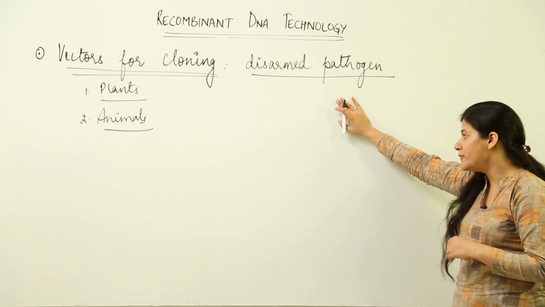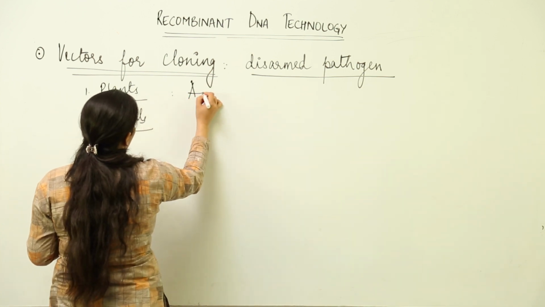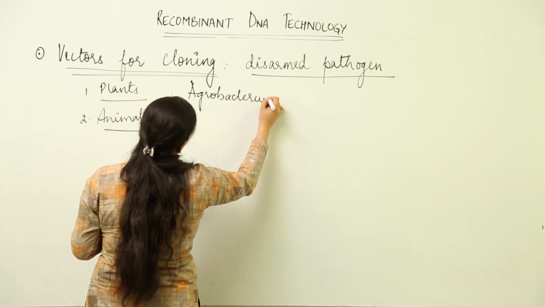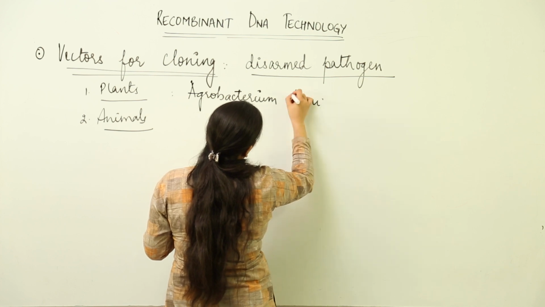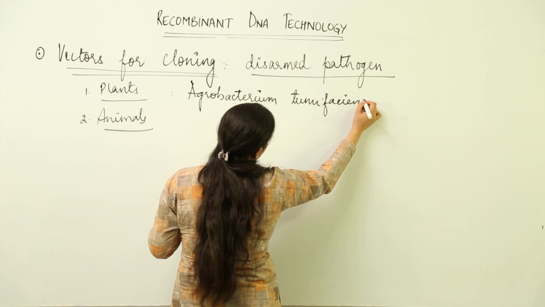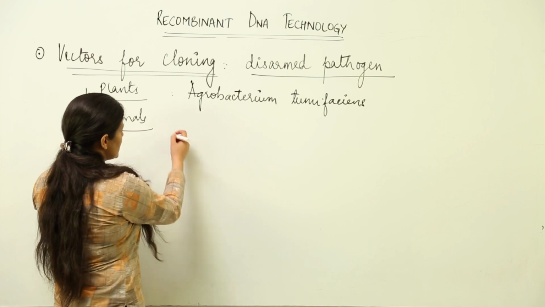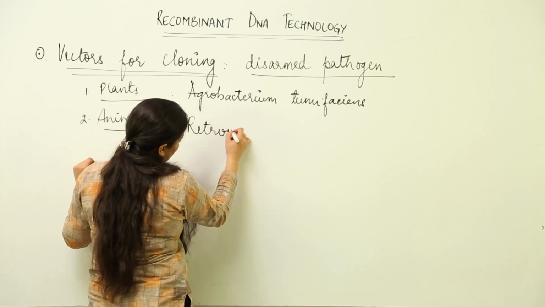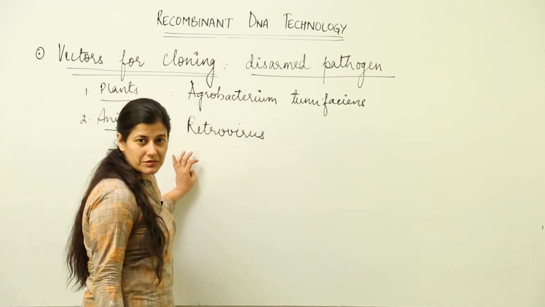I would tell you an example. In plants we have the example of Agrobacterium tumefaciens, a kind of bacteria responsible for causing crown gall disease, or otherwise you can say that it is responsible for causing tumors in the plant. In the same way, there are certain retroviruses in humans and animals which have the ability to make normal cells cancerous. Okay.